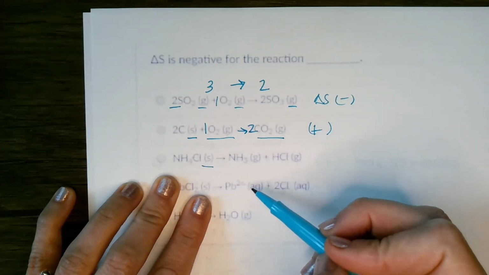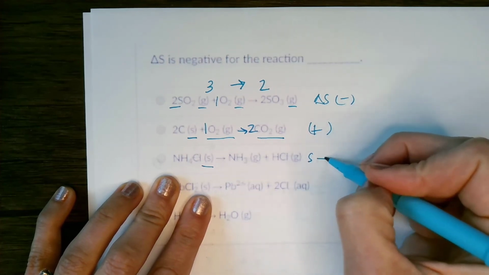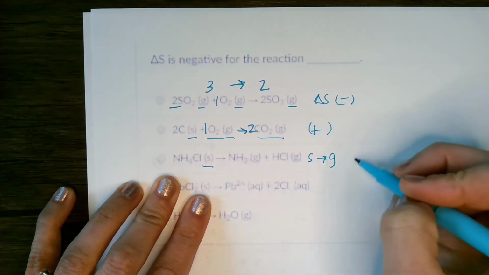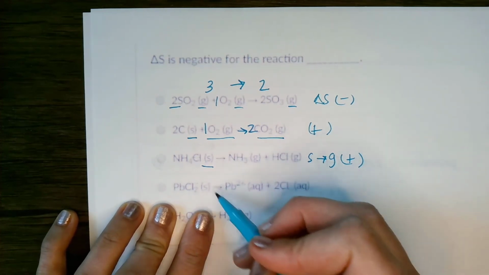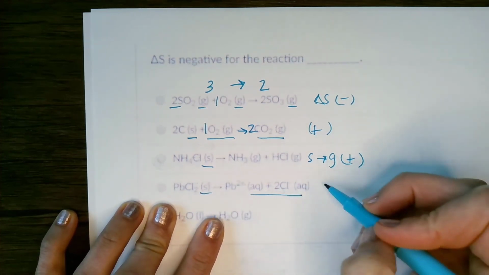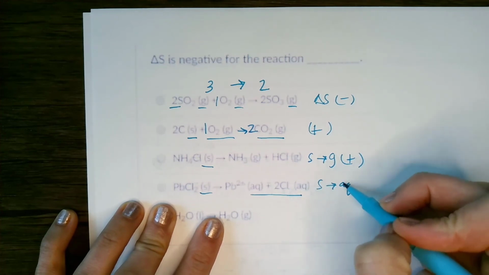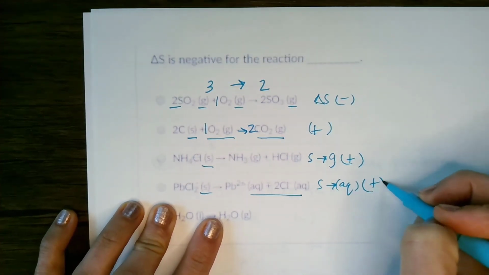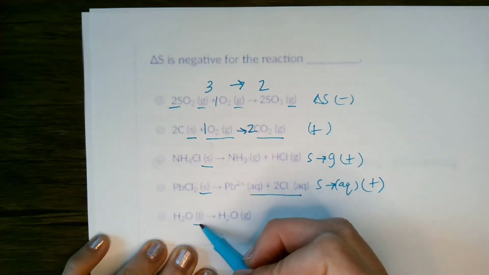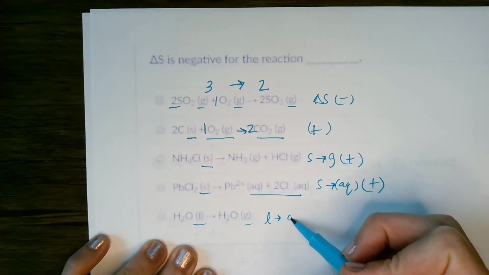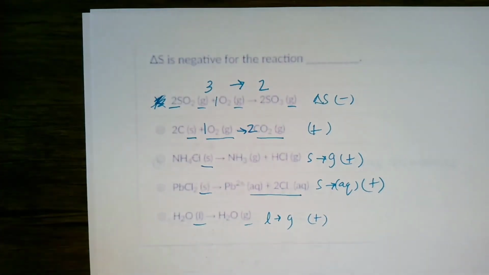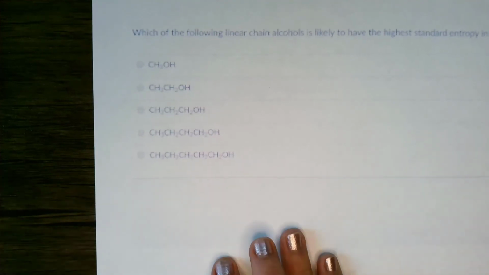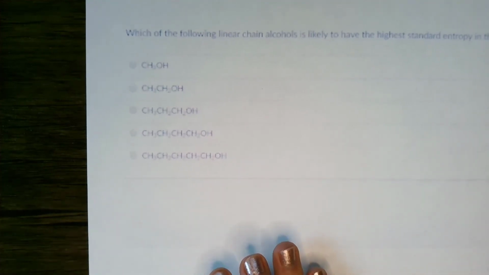That's positive. Here I've got solid to a gas. Yep, that's a positive. Here I've got solid to aqueous. So in solution, that's a positive, just like our last one. And here we have a liquid to gas. That's a positive also. So yeah, we are at number 1. And let's go to the last one.